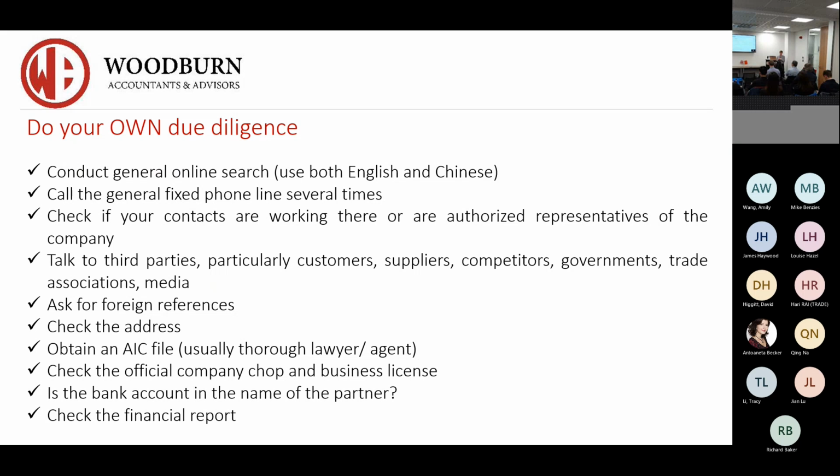Check the address. Now, that's a bit tricky to do. And what a lot of people in the last 3 years have done is contact chambers of commerce locally to ask if they can do site visits at specific locations. So you can ask if you can do that. Obtain the AIC file. That's the Ministry of Commerce file. You can do that through a lawyer or an agent if you don't want to do it yourself. As I mentioned in the previous slide, check the official company shop and business license. And then really the last point is the bank account.